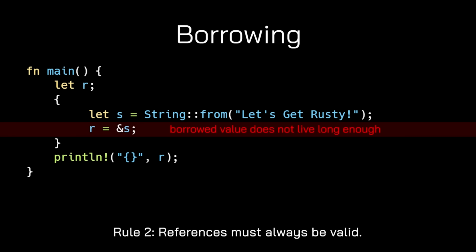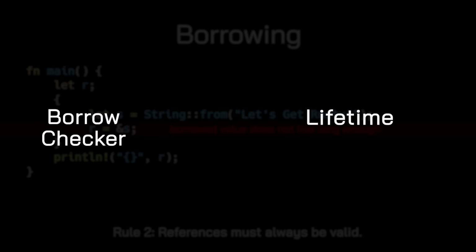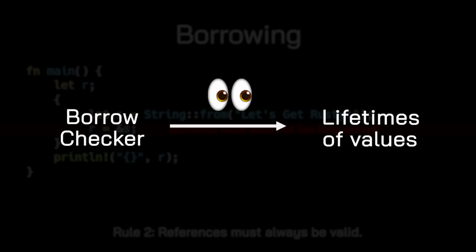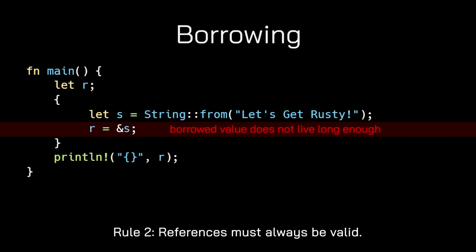The way the borrow checker determines if the borrowing rules are being followed is by looking at lifetimes. A lifetime refers to the span of the program during which a specific piece of data is valid. The borrow checker evaluates the lifetimes of values to ensure the ownership rules are being followed. To check whether the reference is valid, the borrow checker ensures that the reference's lifetime does not outlive the owned value's lifetime.